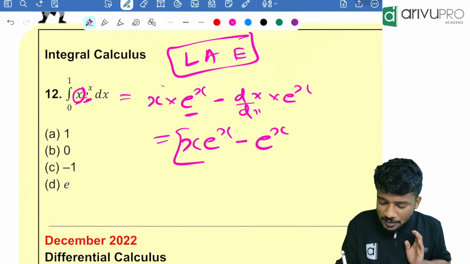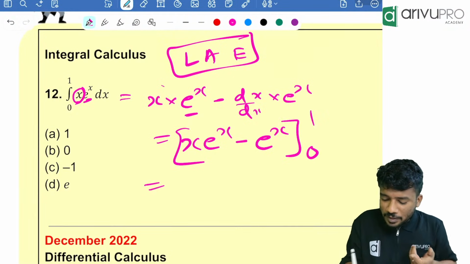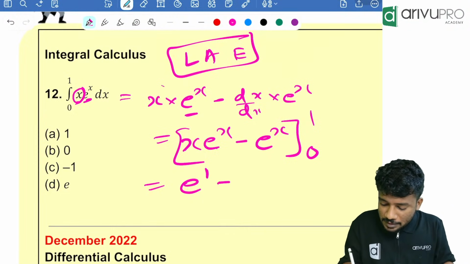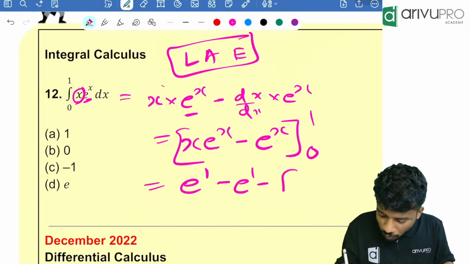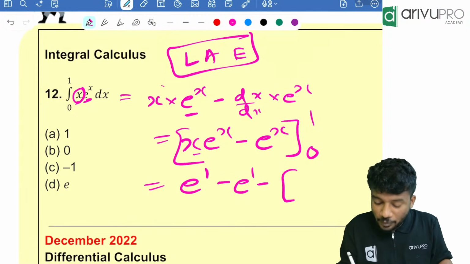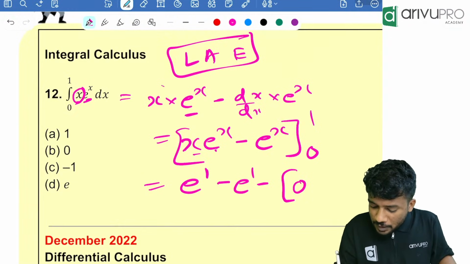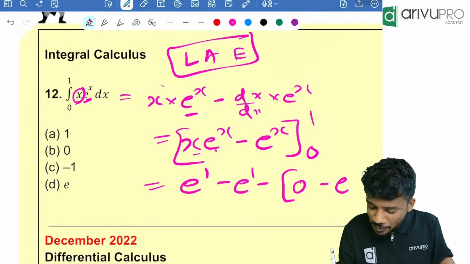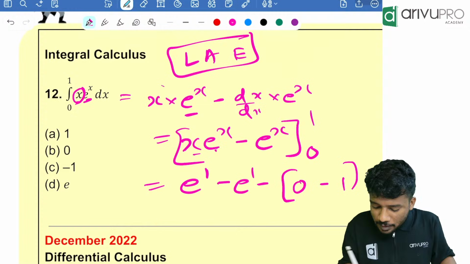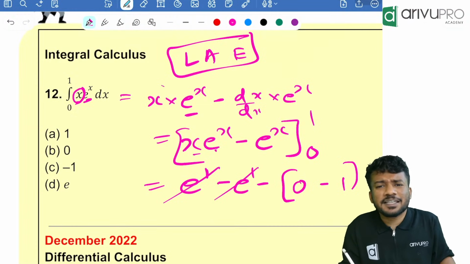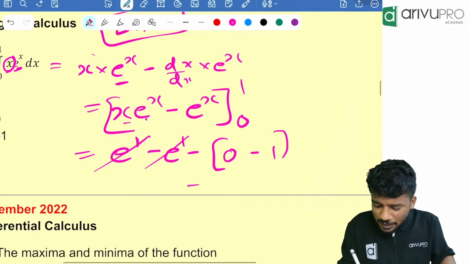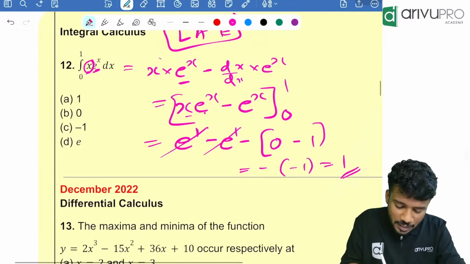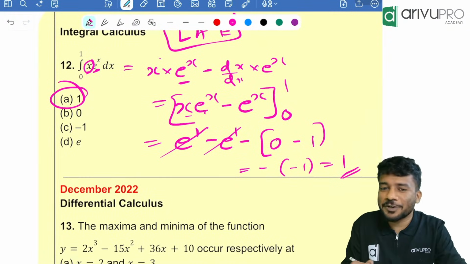We need to apply the limit from what to what? From 0 to 1. Now apply the upper limit. So 1 into e raised to 1 minus e raised to 1, minus of lower limit. Lower limit, 0 into any number is 0. That means 0. Then minus e raised to 0. e raised to 0 is nothing but 1. Now e raised to 1 minus e raised to 1 is 0. Now what is remaining? The minus of minus 1, which is equal to what? The 1. Option A is your answer. Everyone, 12th option, we got it as option A.